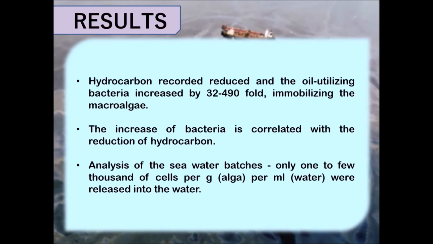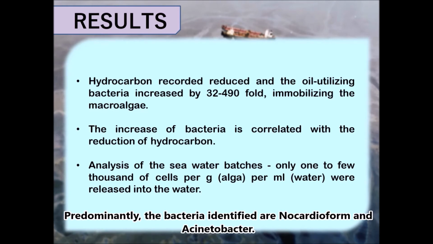In all cases, hydrocarbon was recorded reduced in amount, and the oil-utilizing bacteria increased by 32 to 490-fold, immobilizing the macroalgae. Hence, the increased amount of bacteria is correlated with the reduction of hydrocarbon. The analysis of the seawater batches shows only 1 to a few thousand cells per gram of algae per milliliter of water were released into the water. Predominantly, the bacteria identified are nocardioforms and Acinetobacter.